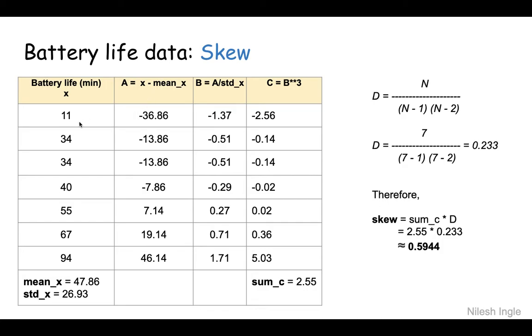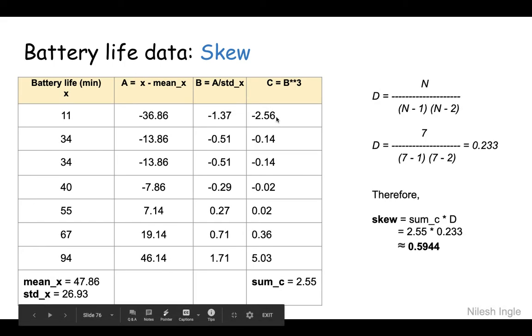So 11 minus 47.86, we get minus 36.86, and so on and so forth. And then we divide this difference by the standard deviation. So minus 36.86 divided by 26.93, we get minus 1.37, and we do that for all the observations.